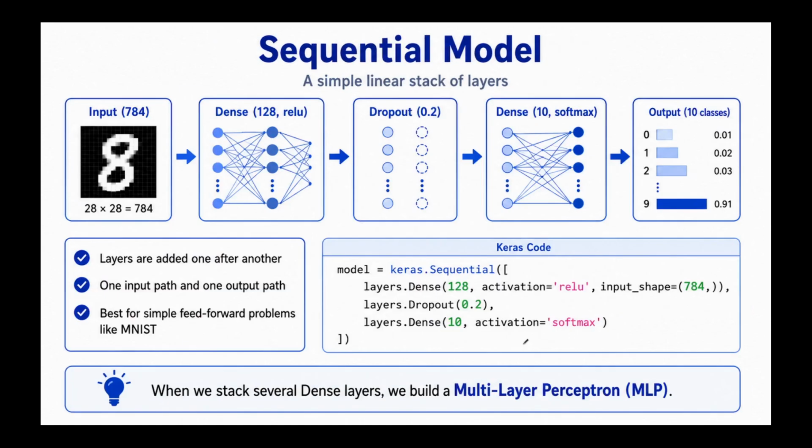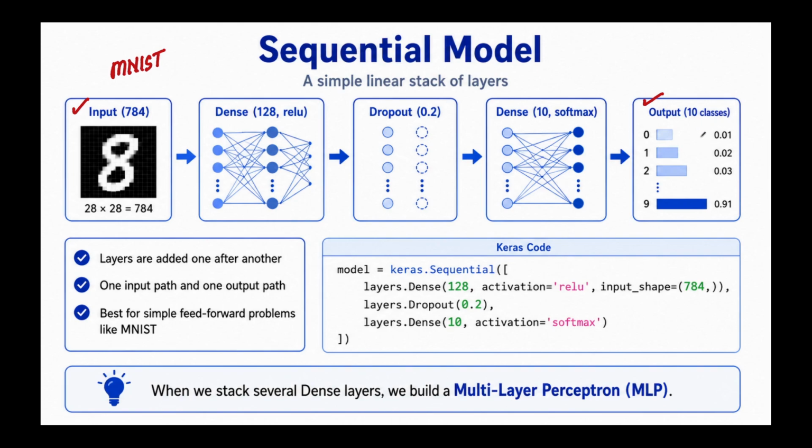Now let us understand the sequential model. A sequential model is one of the simplest ways to build a neural network in Keras. Sequential means one after the other. That means the data flows from the input layer to the first layer, then to the next layer, then to the next layer, and finally to the output layer. There is one input path and one output path. This is perfect for the MNIST example because the flow is simple. The input image goes in, hidden layers process it, and the output layer gives the probabilities for the digit.